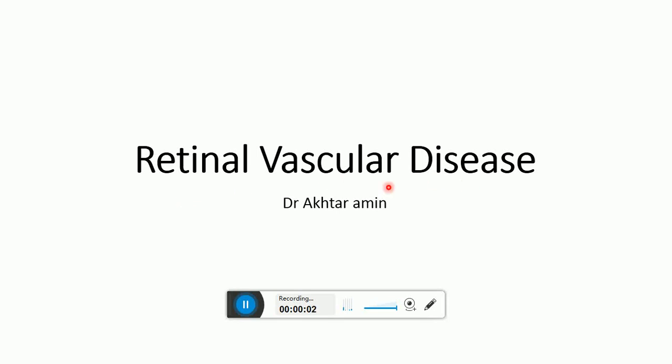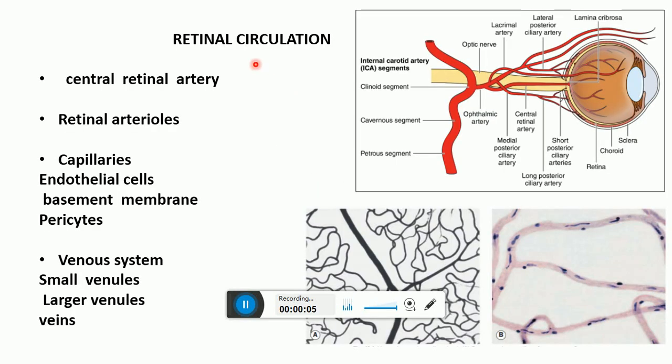Retinal vascular disease. Let's start with retinal circulation. The first is the arterial system and the central retinal artery. It is an end artery, which enters the optic nerve approximately 1 centimeter behind the globe. It is composed of 3 anatomical layers: the intima, the internal elastic lamina, the media, and the adventitia.